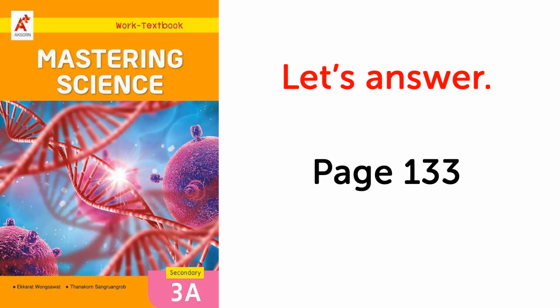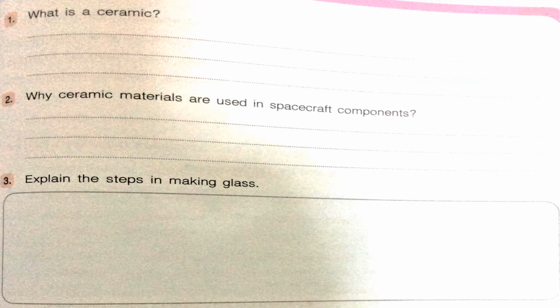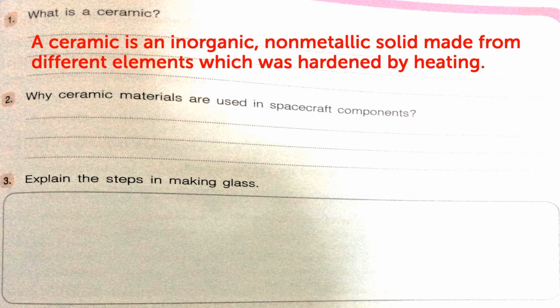So finally, we are finished learning about your ceramics. This time, let's get your science book and open to page 133. First question: what is a ceramic? A ceramic is an inorganic, non-metallic solid made from different elements which is hardened by heating at high temperatures.